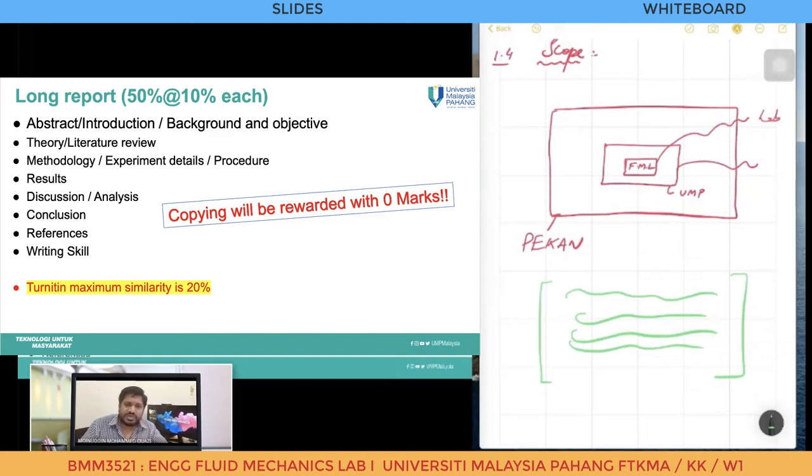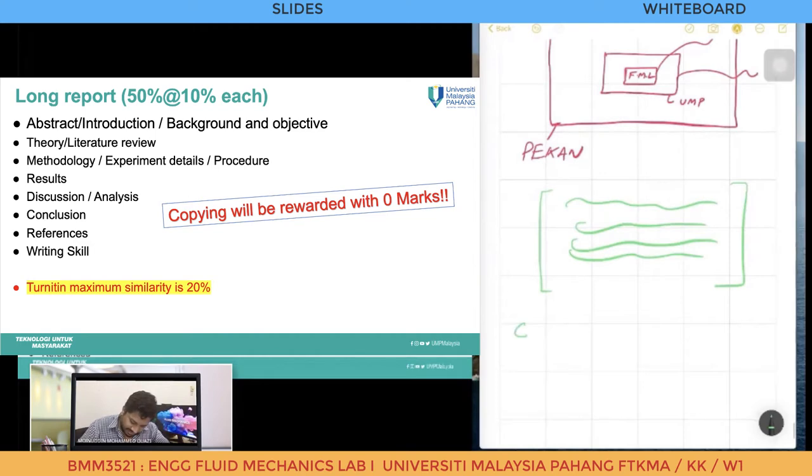Okay, so in terms of chapter number one, it is 2 to 2.5 pages. I hope you guys can understand, okay? That I want to basically clear the report and how the report is written correctly.